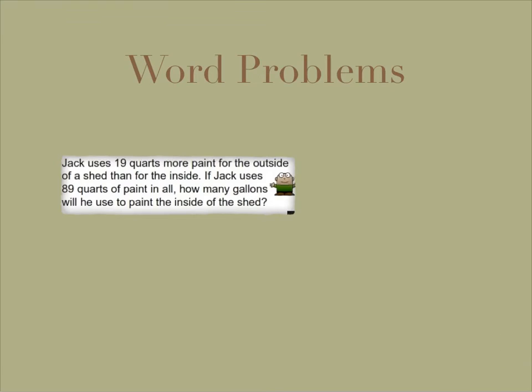All right, let's do some word problems together. We'll do this first one together and the next one on your own. Jack uses 19 quarts more paint for the outside of a shed than for the inside. If Jack uses 89 quarts of paint in all, how many gallons will he use to paint the inside of the shed? So let's code our problem.